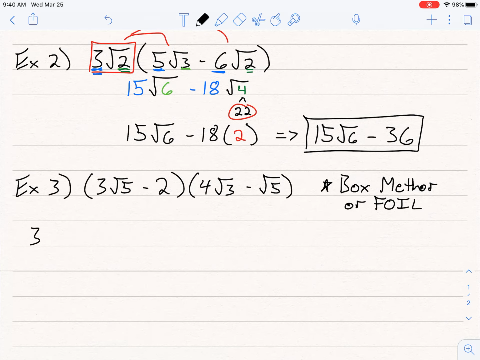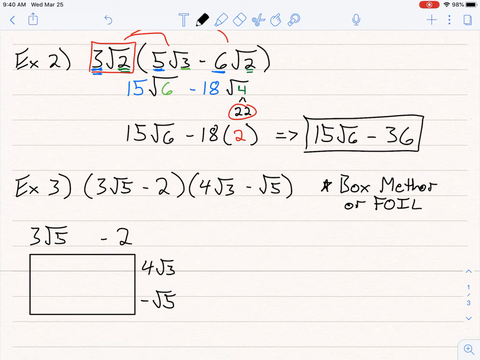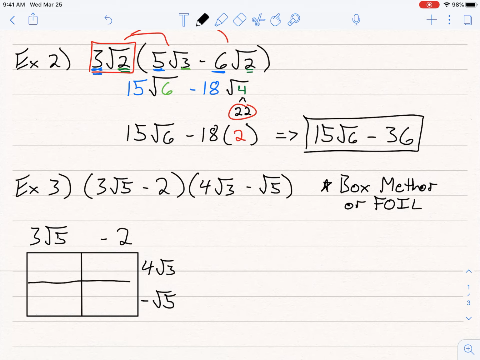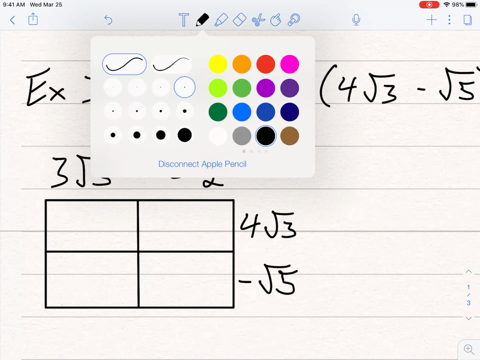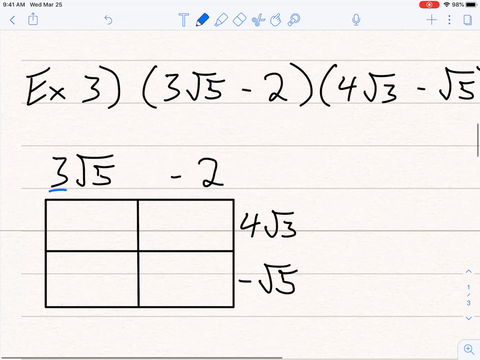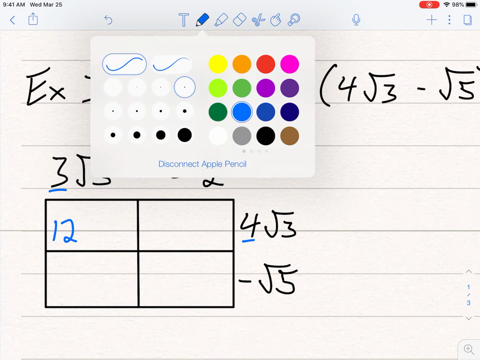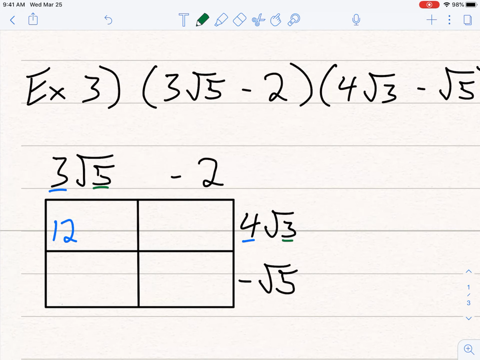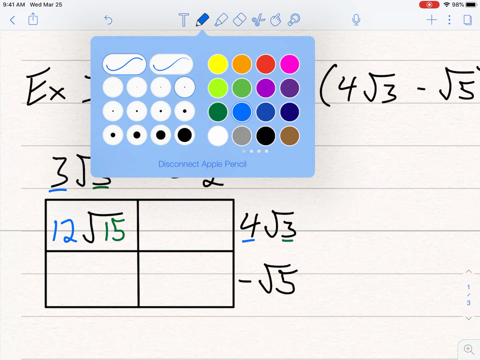For box method, I'll do that over here. So that's 3 square root of 5 minus 2, and then I've got 4 square root of 3 minus square root of 5. So let's make our box here. So then each box would be the multiple here. This first square in the top left, it's going to be 3 times 4, which is 12, and then I'm taking the 5 times the 3, which gives me 15. So that expression is 12 square root 15.